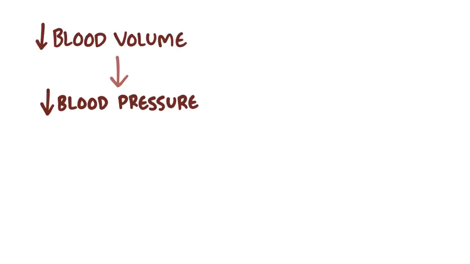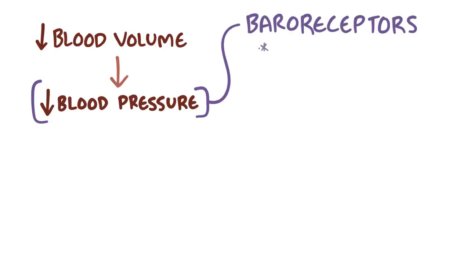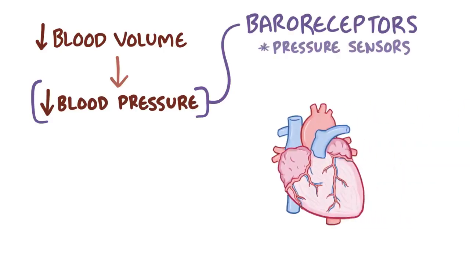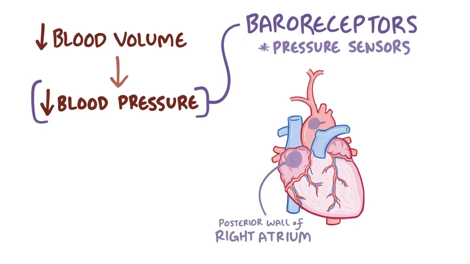Second, as the blood volume drops, so does the blood pressure. Specialized neurons called baroreceptors act as pressure sensors in the walls of the cardiovascular system, in a few specific areas. They're in the posterior wall of the right atria of the heart, in the aortic arch, and in the right and left carotid sinuses, which is where the common carotid splits to become the internal and external carotid.